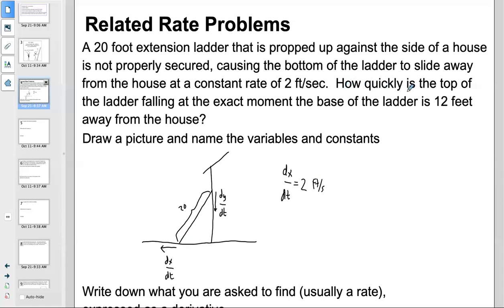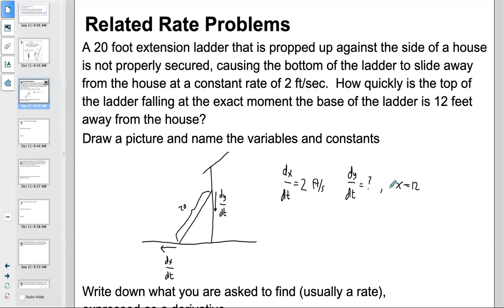The question is, how quickly is the top of the ladder falling? How big is this number? At the exact moment the base of the ladder is 12 feet away from the house. So they're asking me to find dy/dt, and they're telling me to do that when the base of the ladder is 12 feet from the house. This is the base of the ladder, that's the house, so that's when x is 12.